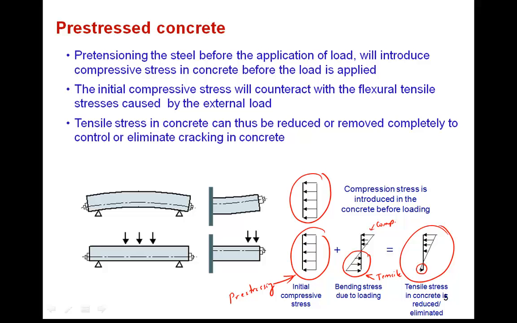Another thing you might have noticed is that due to the application of these compressive stresses in the concrete, the beam is bending upward. This upward deflection is called camber. That is a good thing as well. If we have an upward deflection due to the pre-stressing, then when the external load acts like this one, the deflection due to the external load is reduced because we already have a camber in the beam. So the total overall deflection is reduced.